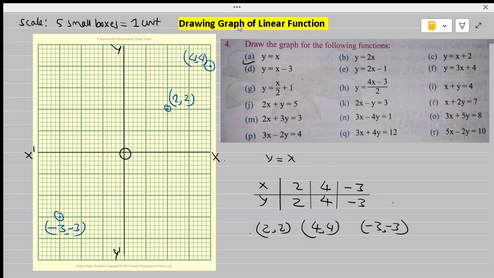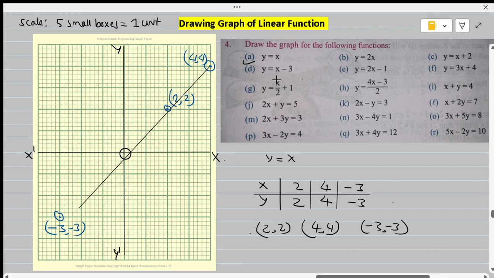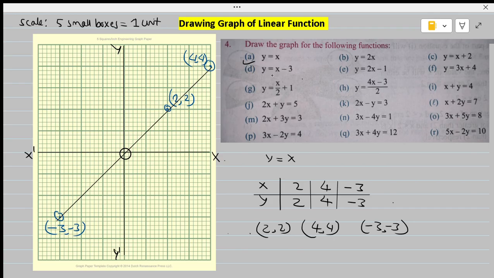And now let's draw the line. From 4 comma 4 I join, and now up to minus 3 I join there. So the line is made. Done. So this line is the y equal to x line. Okay, so the first line is done.